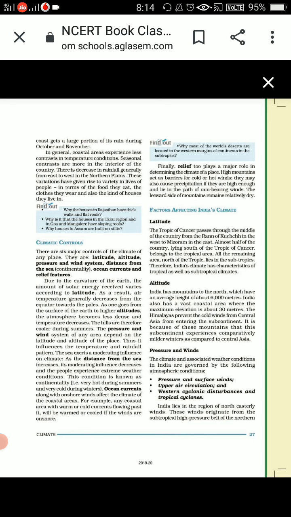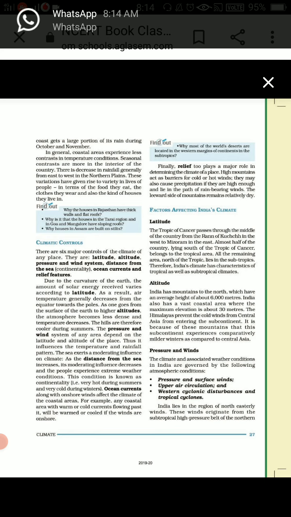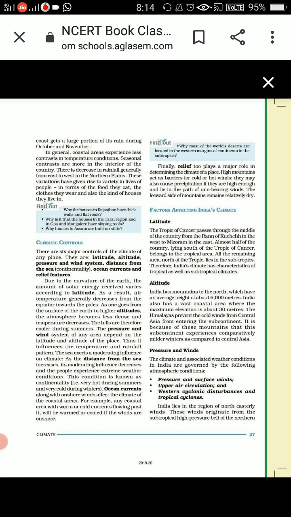Dear children, we are on chapter number 4 of geography, which is climate. Children, we discussed in the previous module the difference between climate and weather. Then we discussed what sort of climate India has. Do you remember India has a monsoon type of climate? Fine, children. Now we are on the next topic, which is climatic controls.